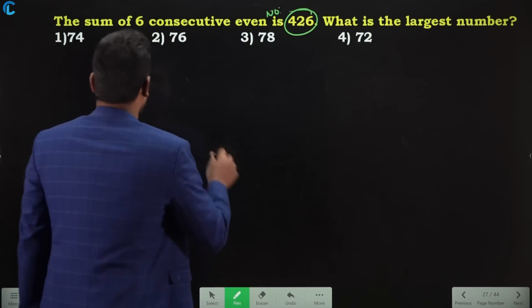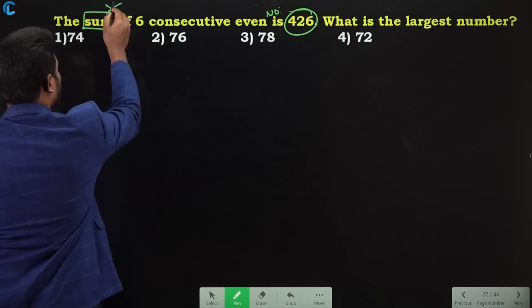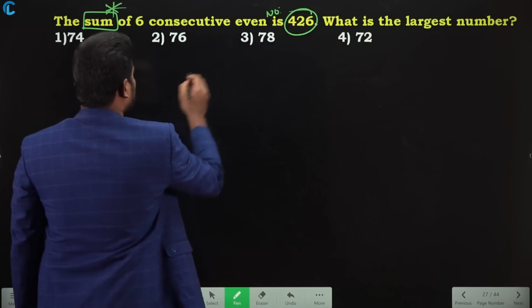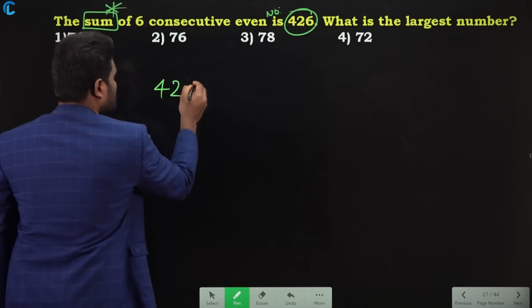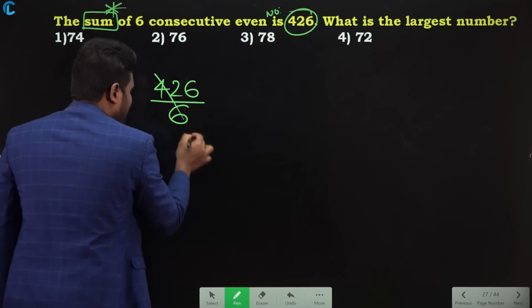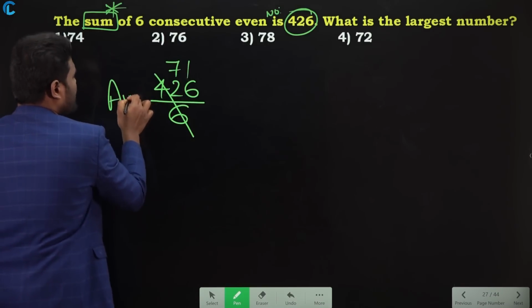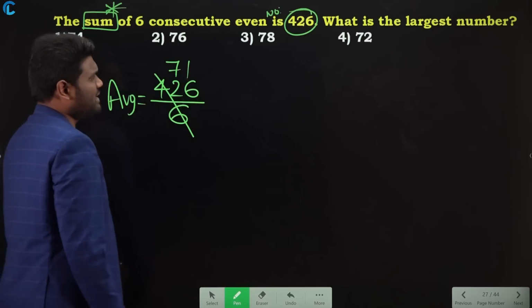This is really important. Many of the guys get confused here. This is not average, this is a sum. So look here, 6 numbers sum is how much? Sum is 426. If sum is 426, what is the average? Average is nothing but 71, yes or no? If sum is 426, average is nothing but 71.